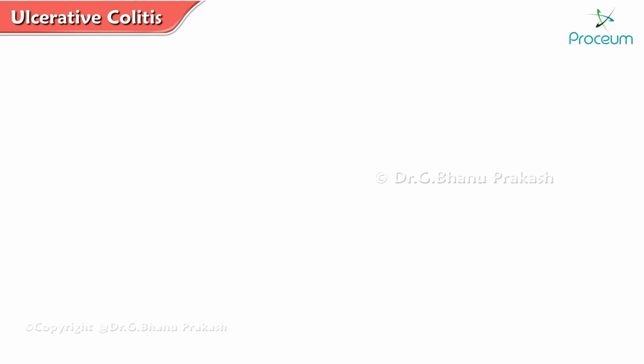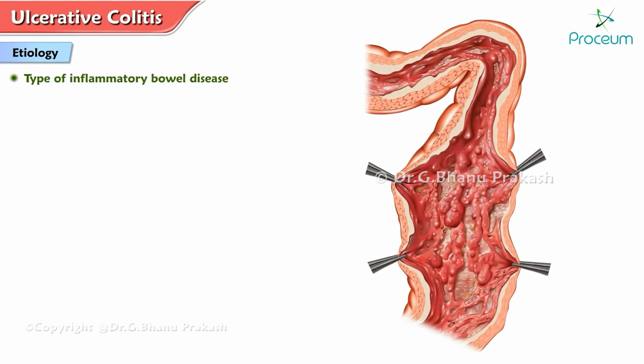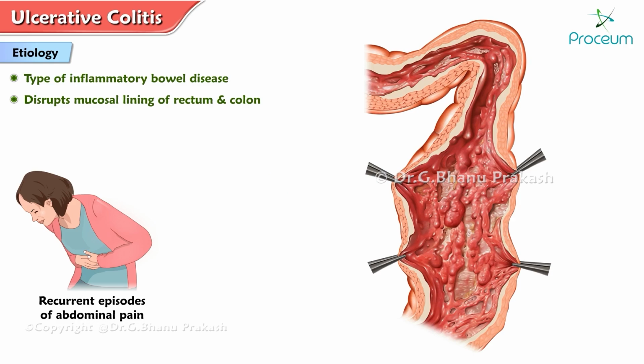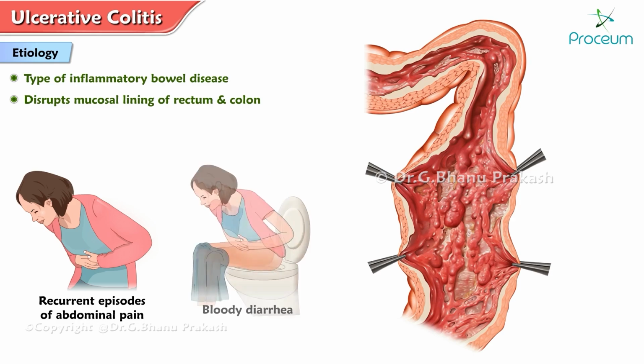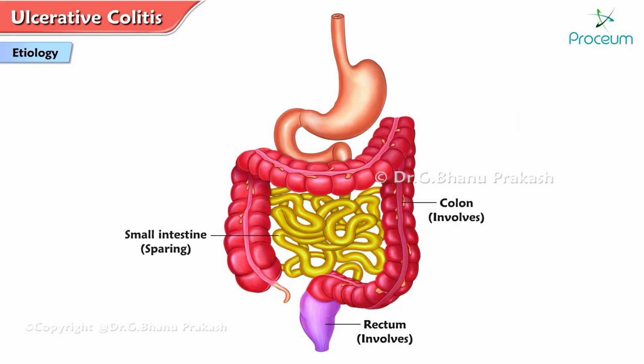Ulcerative colitis. Etiology. It is a type of inflammatory bowel disease that disrupts the mucosal lining of the rectum and colon, resulting in recurrent episodes of abdominal pain and bloody diarrhea. By definition, the inflammation in ulcerative colitis involves the rectum and ascends continuously through the colon, sparing the small intestine.